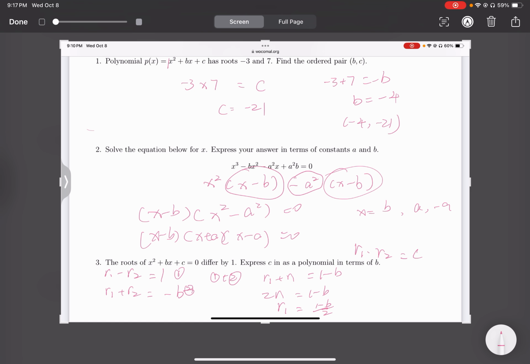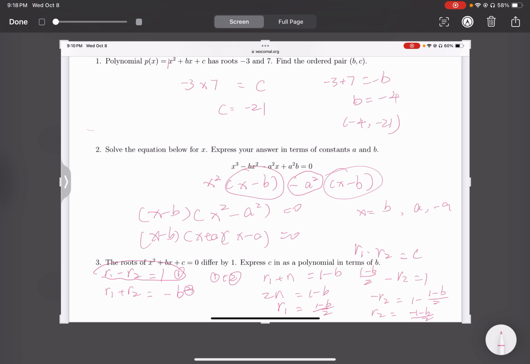So we still have to figure out root 2. Why don't we just plug root 1 into this system of equations, and what we got is root 1, which is 1 minus b over 2, minus root 2 equals 1. So negative root 2 equals 1 minus the quantity 1 minus b over 2. So root 2 is just 1 minus b over 2 minus 1, and we change the form, which is negative 1 plus b over 2.